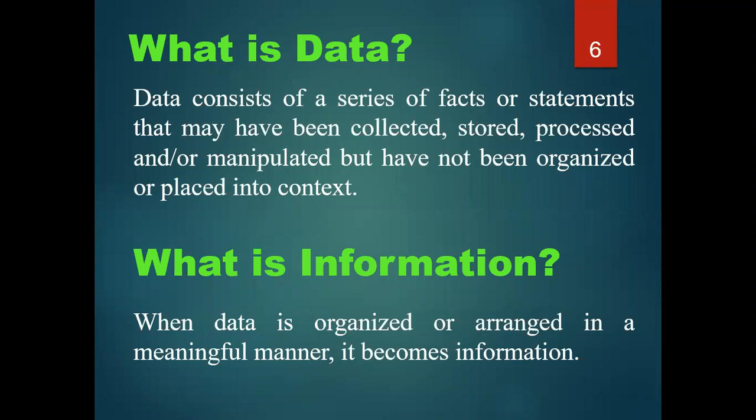What is information? When data is organized or arranged in a meaningful manner, it becomes information. So we can say that when the computer processes the data as an input, it retrieves the result as information as output. So these are the basic differences.